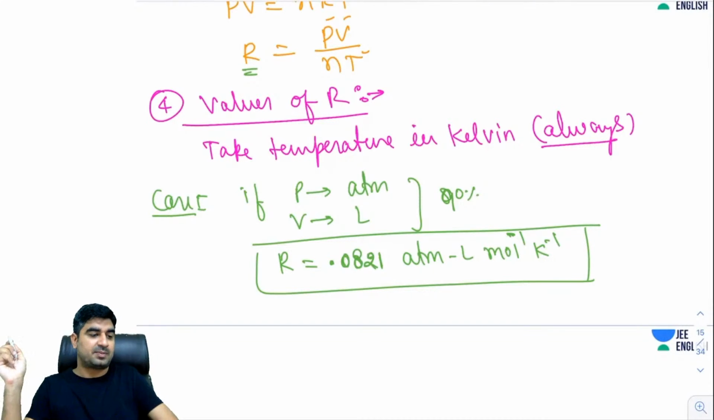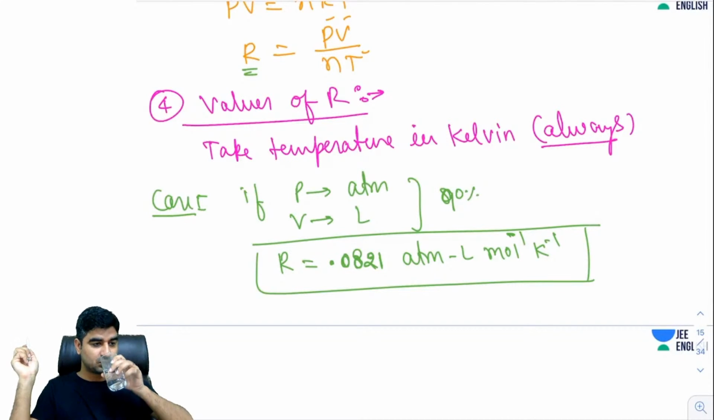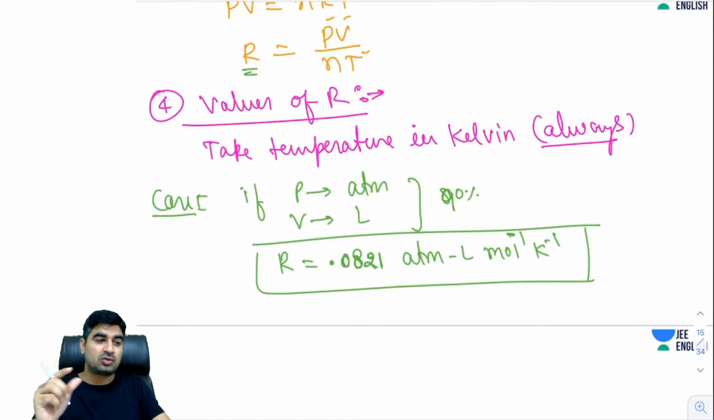Remember it. These are experimentally determined. Yes, are you guys writing it? Make proper notes of it. It will help you for the next 2 years.